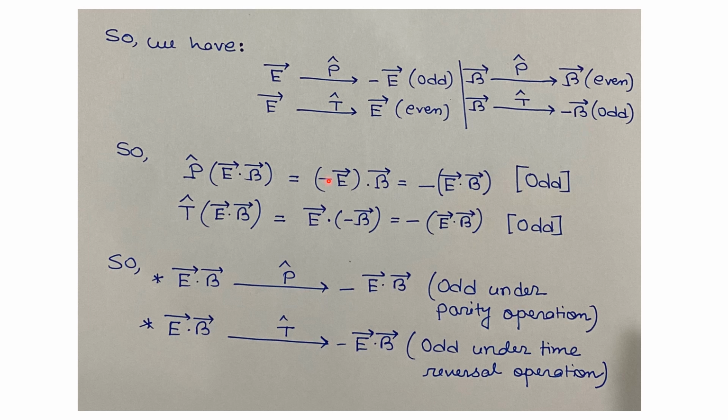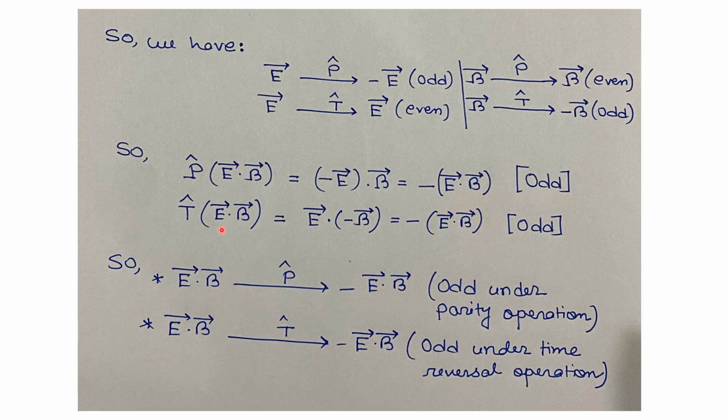Now coming to the main part, that is the dot product of the electric field vector E and the magnetic field vector B. Under parity operation, this E dot B quantity will give minus E dot B, because parity operation will give minus E, but B will remain the same. Effectively, under parity operation, the quantity E dot B will become minus E dot B. So this is odd under parity operation.